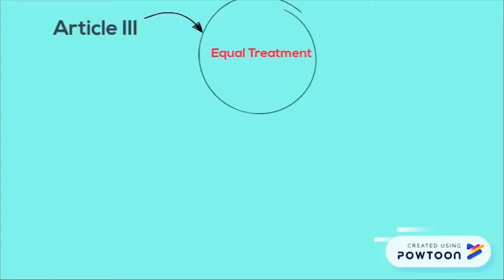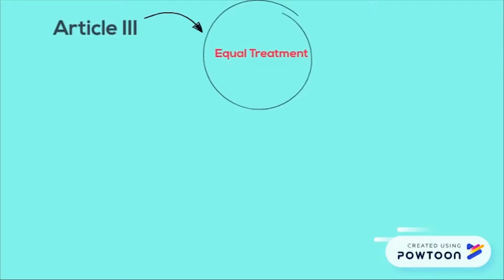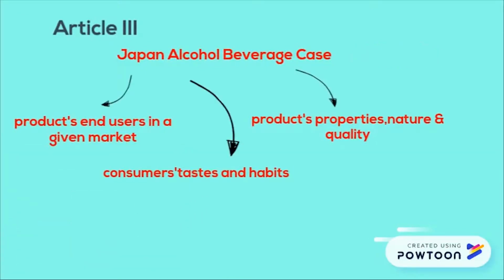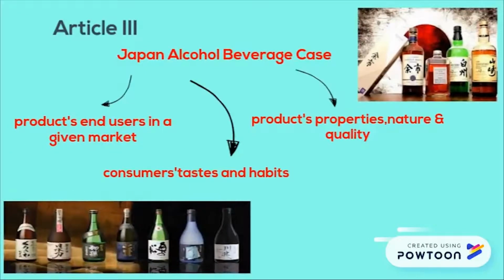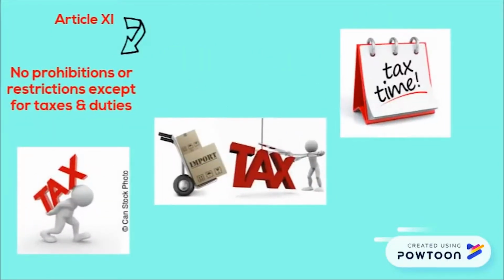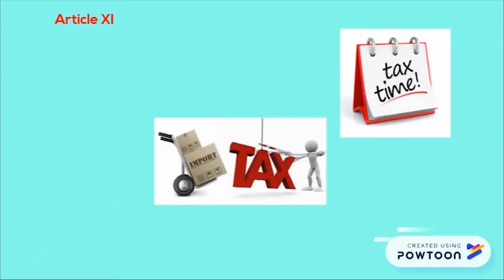In the Japan alcoholic beverage case, 3 criteria were given for like products: end user in a given market, product quality and nature, and consumer taste and habit. As in Article 3, it said like products have to be treated equally whether imported or produced domestically. Article 11 states that there can be no prohibition and restriction except for tax and duties.